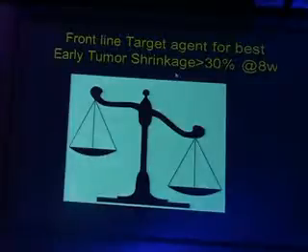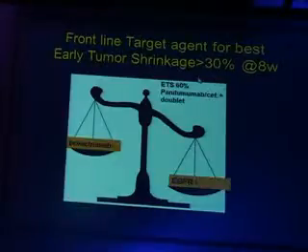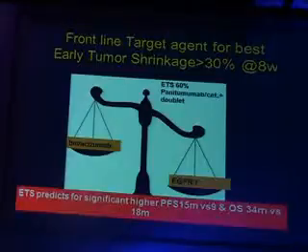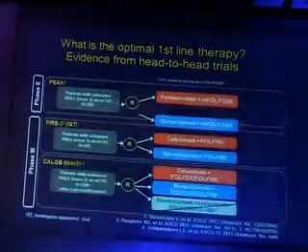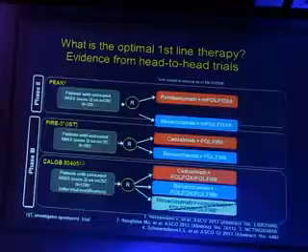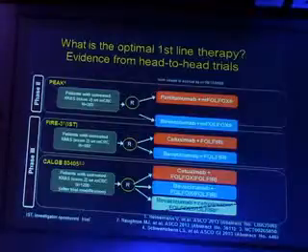And if you're asking the question that we should all be asking now, what's the best agent that will give us early tumor shrinkage, more than 30% within 8 weeks? Again, it is the EGFR inhibitors, where you will achieve an early tumor shrinkage in 60% of the patients. So it is a point of debate, and this is why we are having head-to-head trials that have compared bevacizumab with the EGFR inhibitors.